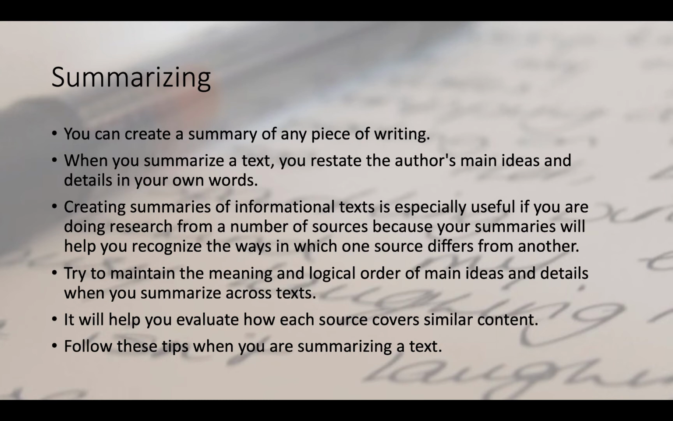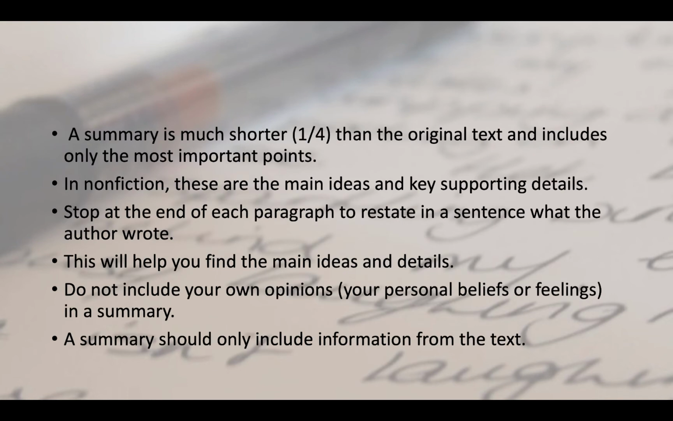So you see this in the annotated bibliography that you do in your science project. Try to maintain the meaning and logical order of the main ideas and details when you summarize across texts. And what that means is when you're summarizing information from several different places, it will help you evaluate how each source covers similar content. So you want to follow these steps when you're summarizing a text. First of all, a summary is much shorter than the original. It's about 1/4 the length, and it includes only the most important details.